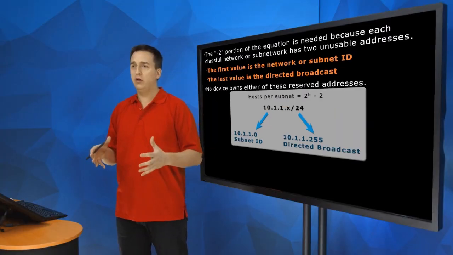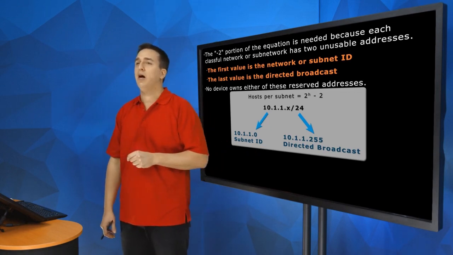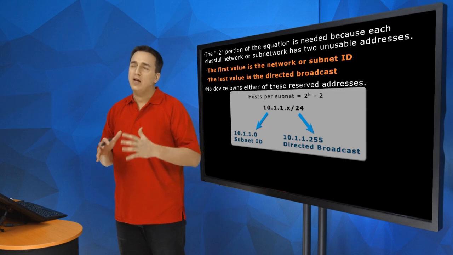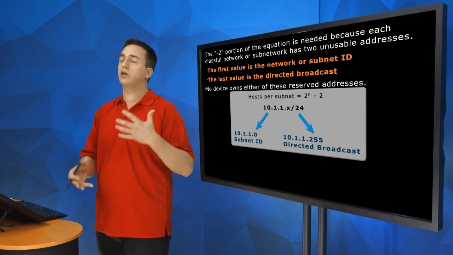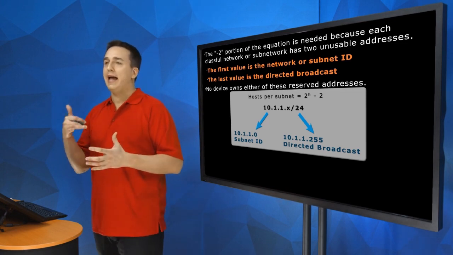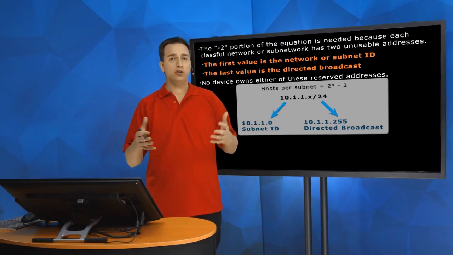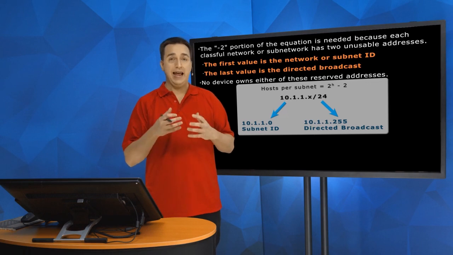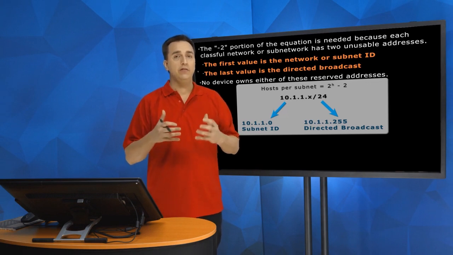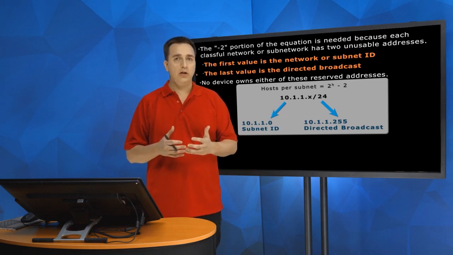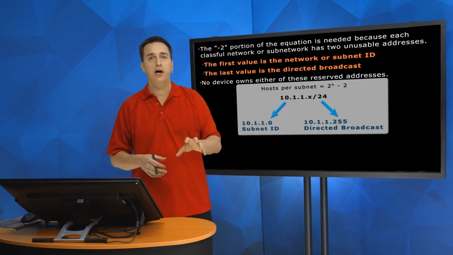Wait, 2. So there's got to be another address. Yeah, that's right. It's the directed broadcast address. The directed broadcast address in this example would be the very last IP address in that subnet. So if we have 10.1.1.0/24 as our subnet ID, the very last address in that subnet is 10.1.1.255. That is called the directed broadcast address. It is an address that can be used by any device in any network to communicate with every device in this network in one shot.